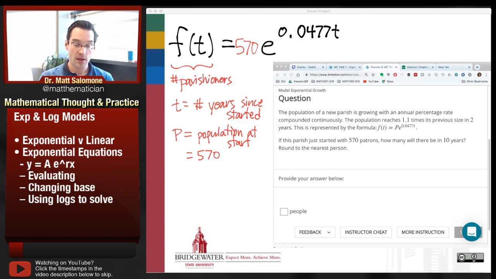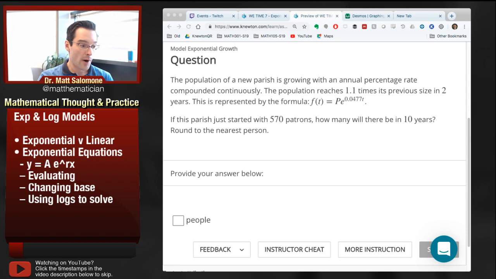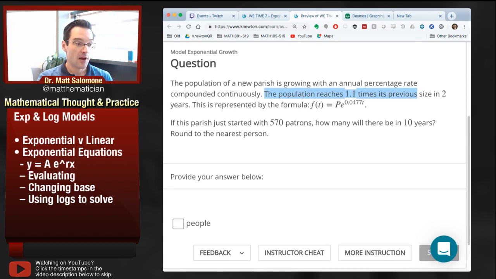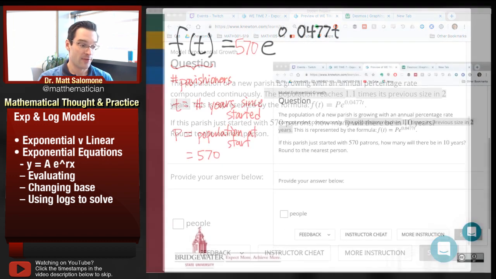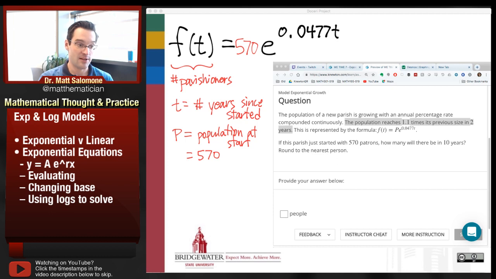And you might ask yourself, well, where did we use the information that they gave us about the fact that the population reaches 1.1 times its previous size in 2 years? Well, we didn't have to use that information. That was the information that the authors of this problem used to discover the formula, f of t equals p e to the 0.0477t. So we didn't have to put those parameters in anywhere. Those just determined this number, 0.0477. However it happens, you can maybe figure out how they arrived at that number. Okay, so this is our equation.